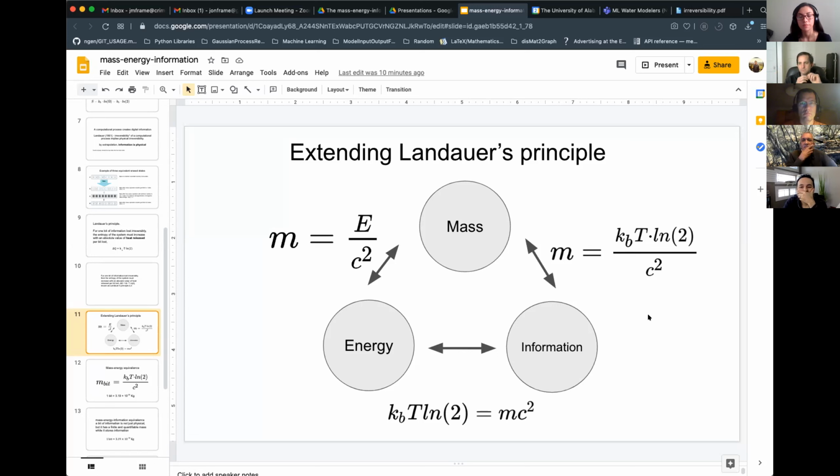But then still, I think there's an important distinction between the free energy and the energy in itself. That's right.